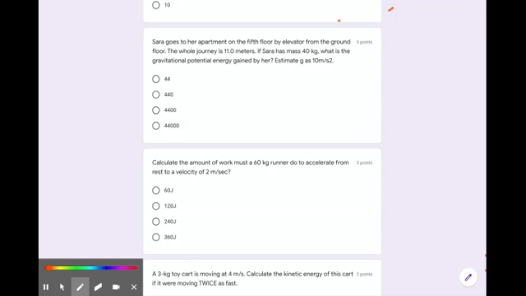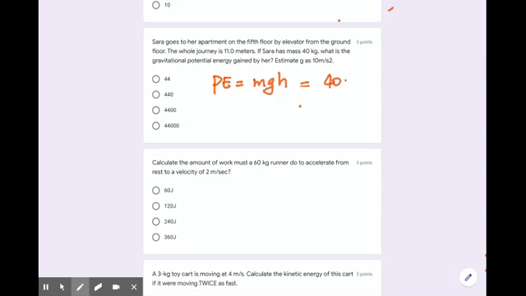Sarah goes to her apartment on the 5th floor by elevator from the ground floor. The whole journey is 11 meters. If Sarah has a mass of 40 kilograms, what is the gravitational potential energy gained by her? PE, potential energy, is m times g times h. The mass is 40, gravity is 10, and then the height is 11, 4,400.